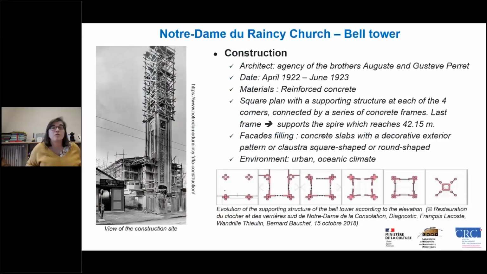So the bell tower was built by the brothers Auguste and Gustave Perret, and from April 2022 to April 2023. So it's a very short period of time to build this church. The materials used were reinforced concrete, and we had facade fillings with concrete slabs with a decorative exterior pattern of claustra, square shaped or round shapes. And the environment is urban and with oceanic climates.